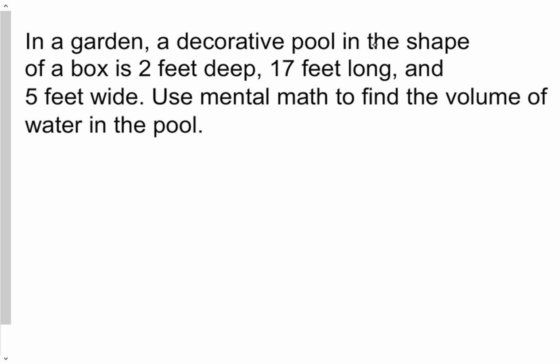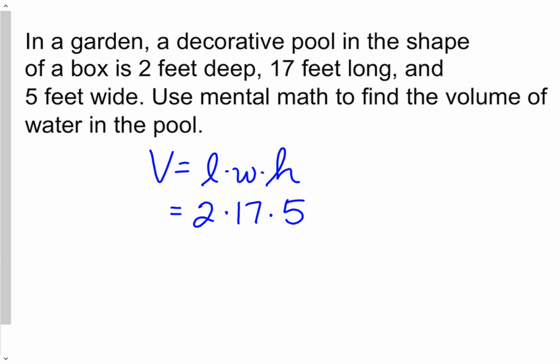In a garden, a decorative pool in the shape of a box is 2 feet deep, 7 feet long, and 5 feet wide. Use mental math to find the volume of the water in the pool. So really quick, volume is your length times your width times your height. So your length is going to be 2, your width is 17, and your height is 5. So I'm going to start multiplying these numbers, but I want to reorder the numbers because I want to group certain numbers together because they're easier to multiply mentally. So I'm going to reorder the 5 and the 17, and I can reorder using the commutative property of multiplication.